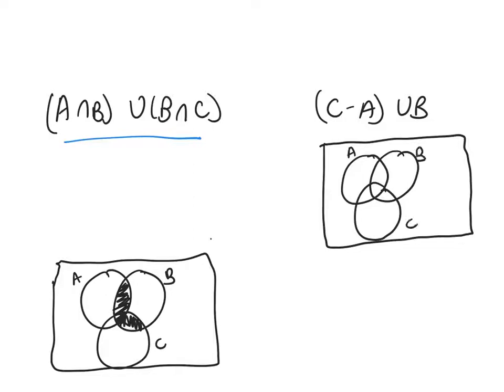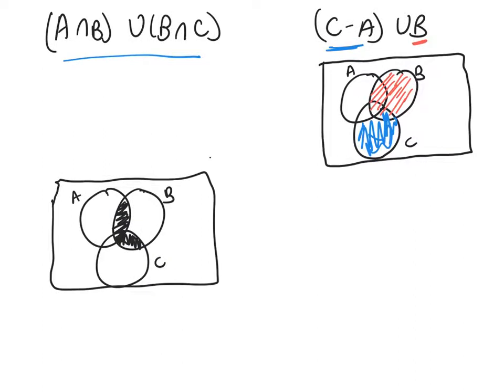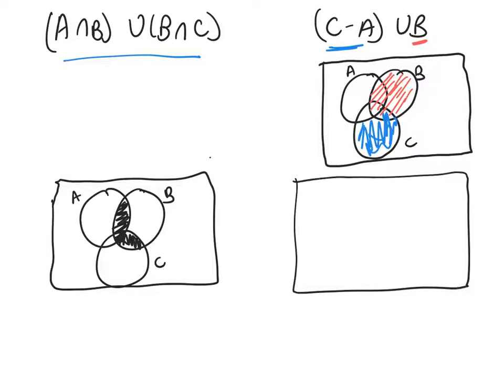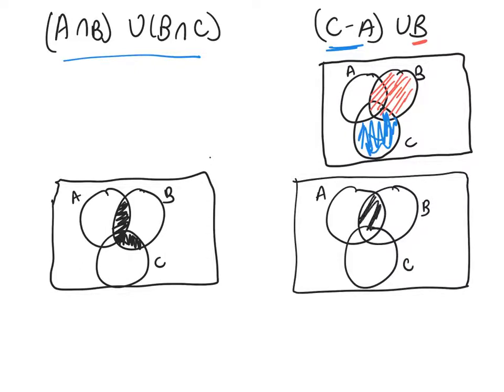A, B, C. So I'm going to shade in C minus A first in blue. C minus A would be all of this region. And now let's shade in B. B is all of that region. So then when you take a union, you're looking for any region that was shaded at all. So my diagram would be all of this and then all of this.